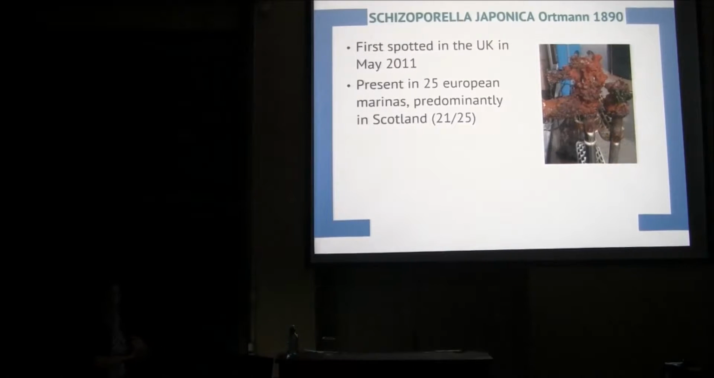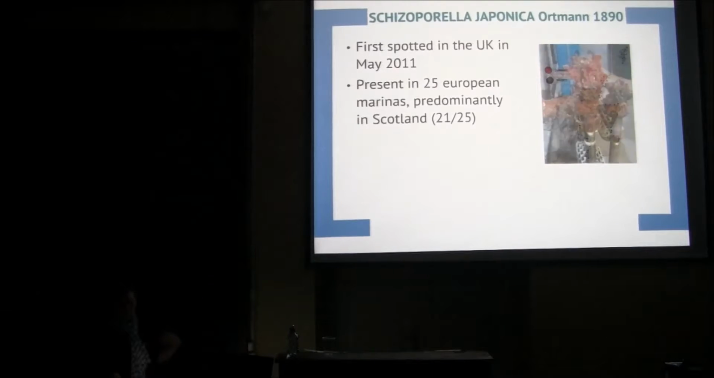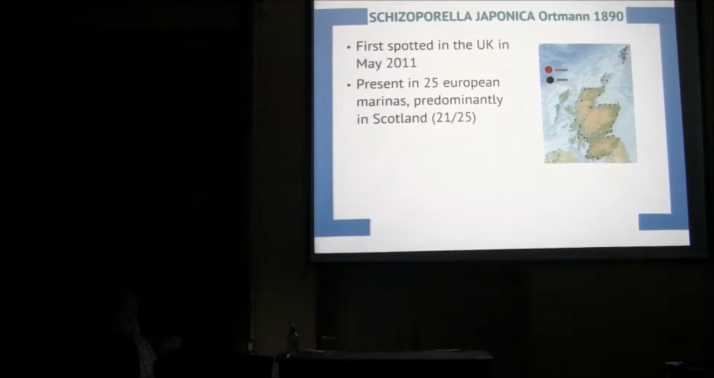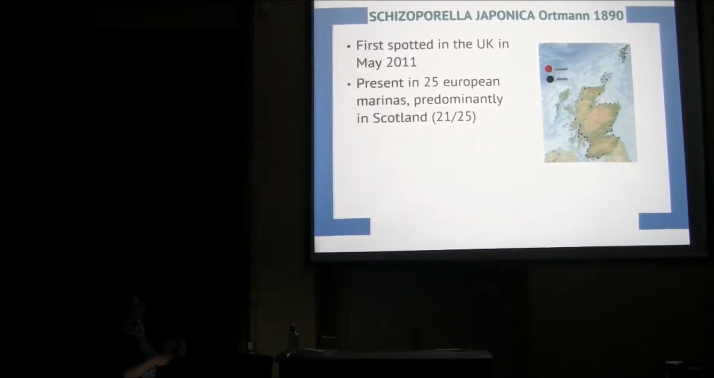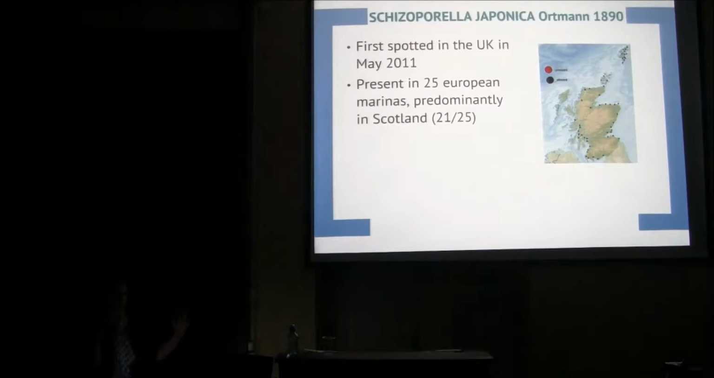We've since found it in 25 marinas in Europe. Most of these are in Scotland, and most of these are in the north of Scotland, so 21 out of the 25. And these are the first records for this bryozoan in Europe. So this is not a complete map at the moment. We have a few more sites, but it shows the main areas where we have found it in the UK, in Scotland. So it's on all of the different coasts and also on the outlying islands. We have now also since found it on this island and a few more places along this coast.